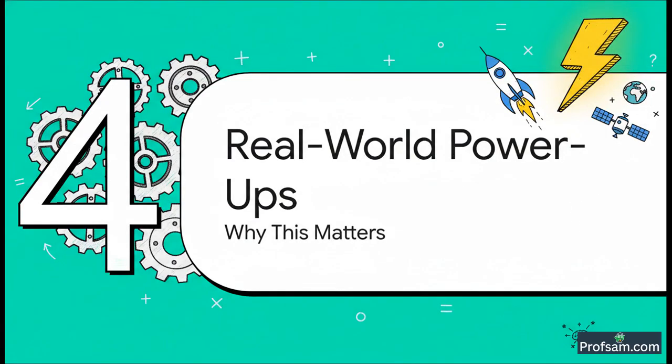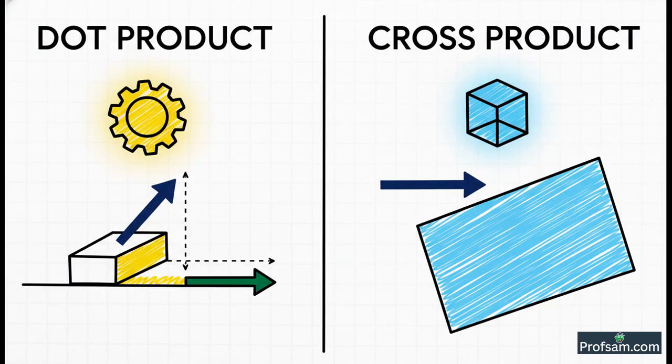So, you might be wondering, why do we even need two different game modes? Well, it's because they unlock some seriously powerful abilities to solve real problems in physics, geometry, and engineering. Let's look at a couple of these power-ups. The dot product power-up is a huge deal in physics for calculating work done. You see, work is just force dotted with displacement. It perfectly measures how much of your force is actually aligned with the direction you're moving.